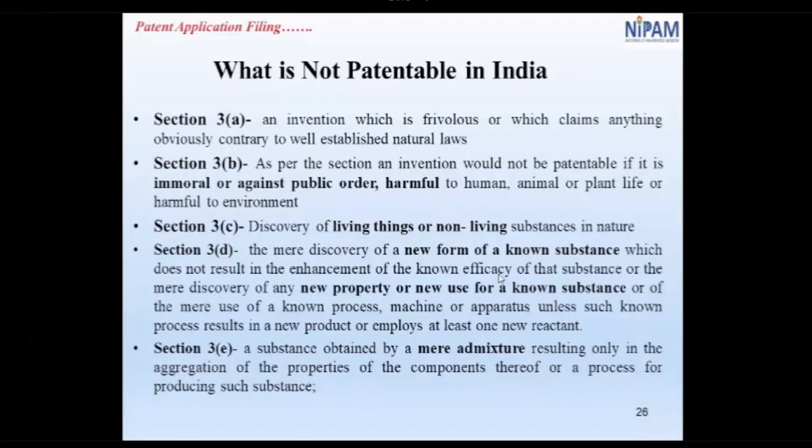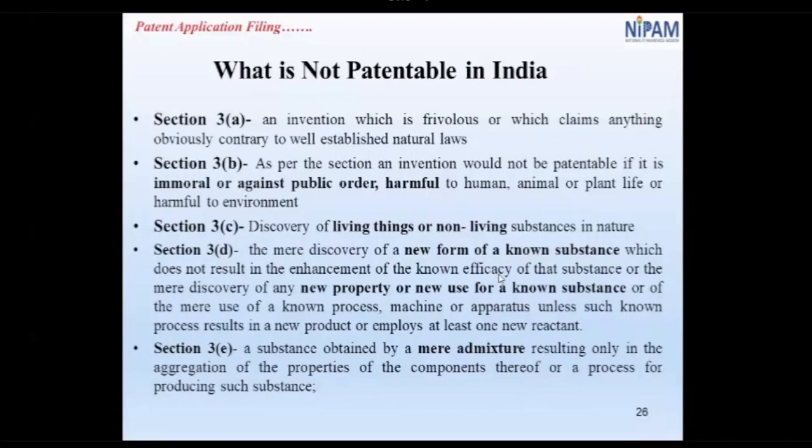I will isolate turmeric and make a paste of it, or otherwise I will isolate all the active components from neem and turmeric, mix them, and say, see, this is my invention, because if you apply this ointment on your wound, it will heal. Do you feel that it's really an invention? It may be an invention, but it will fall under Section 3E. What Section 3E says is that a substance obtained by a mere admixture resulting only in the aggregation of the properties. That means there is no synergistic effect. It's only the aggregation of properties. Turmeric is known, neem is known. What I did is I just combined these things.